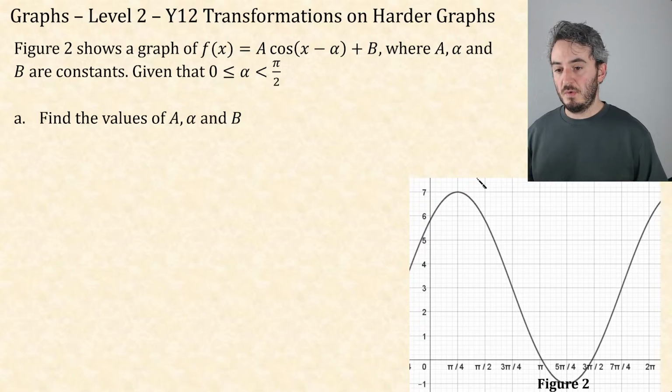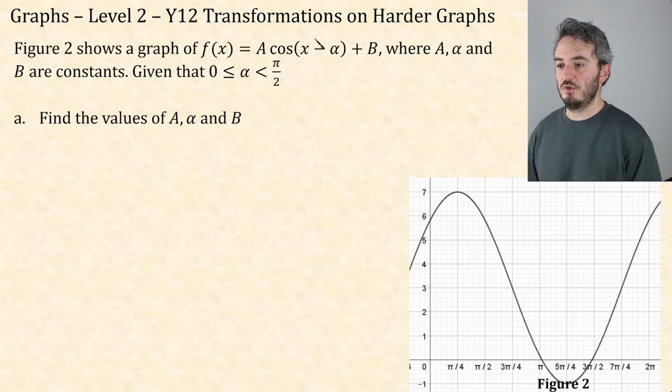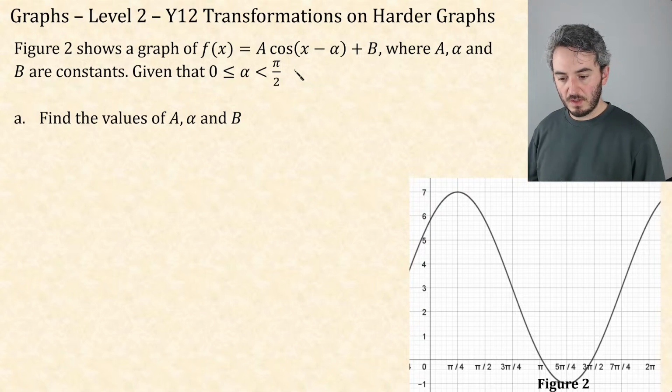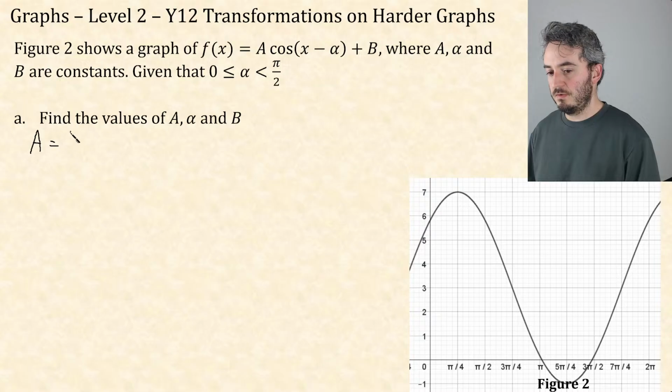Again, we'll start with the stretch by considering the range of the function. Cos, just simple cos, goes from 1 down to minus 1. It's got a range of 2. We go from minus 1 at the bottom up to 7 at the top. That's 8. So that is 4 times bigger than cos normally is, which means a equals 4.